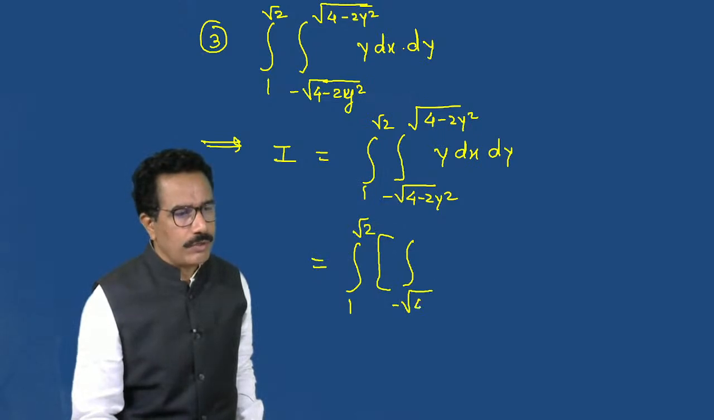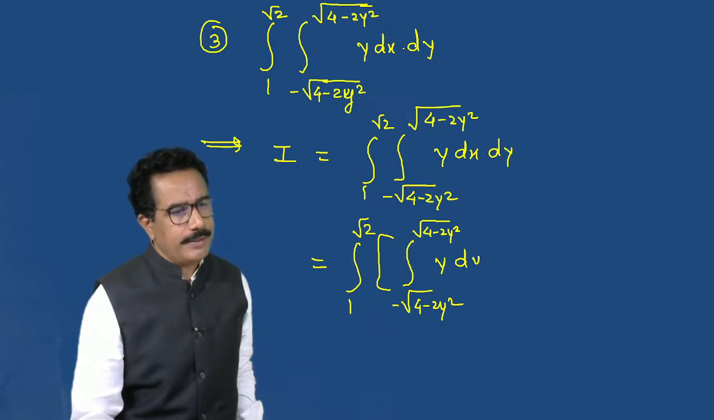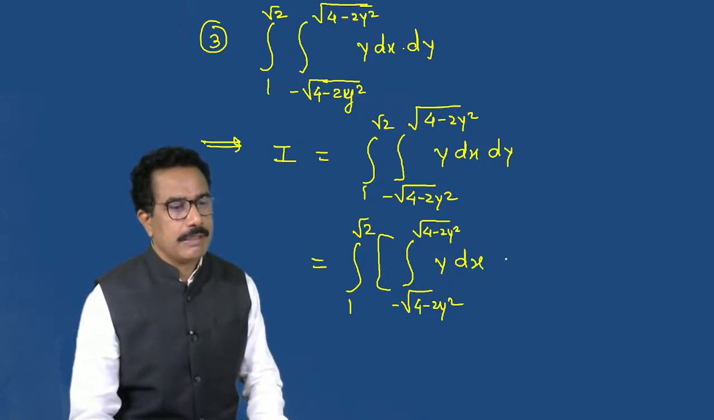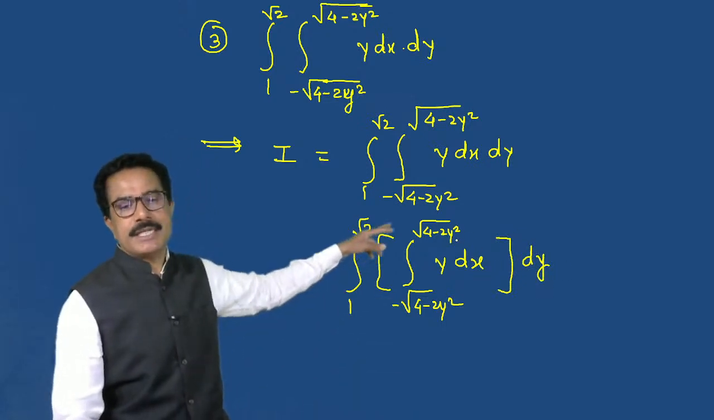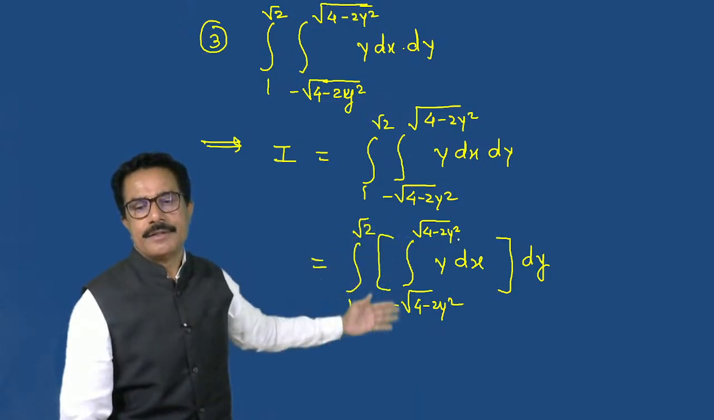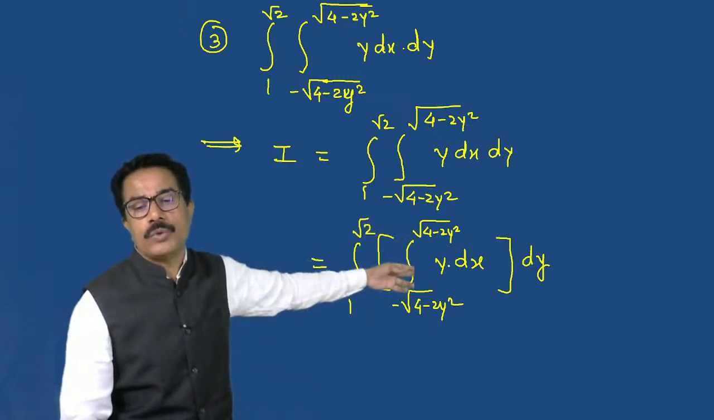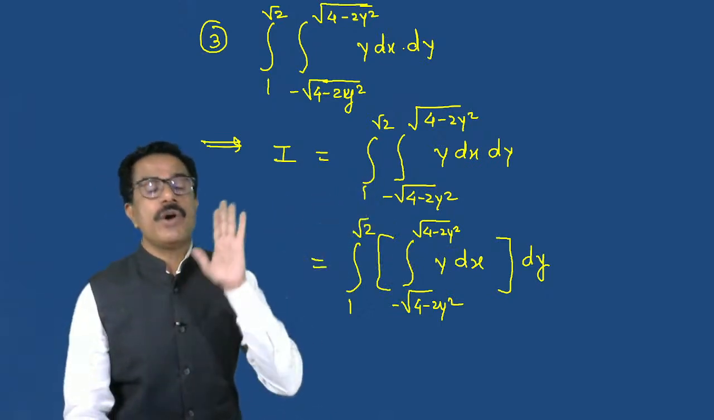So minus √(4 − 2y²) to plus √(4 − 2y²), y dy dx. First of all we have to take the integration with respect to x by keeping y constant. Remember, if the limits of the second integral are in y, then you have to take integration with respect to x. Here we have to consider the strip is horizontal.